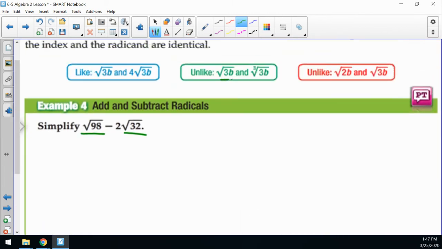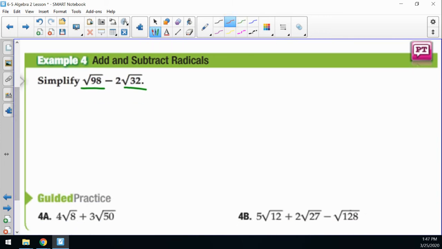Actually, you'll notice right here, like terms would be square root of 3b, and we have square root of 3b here. Unlike terms, square root of 3b and third root of 3b are different. And again, square root of 2b and square root of 3b are different. I can't add those, right? So what we're going to do is break these down as far as we can.